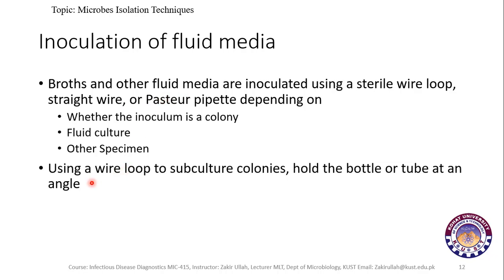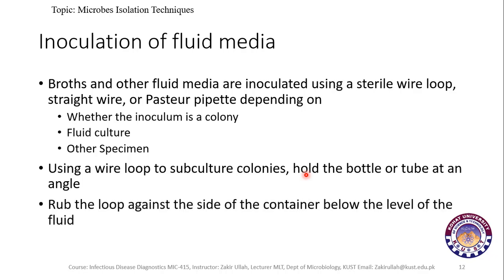Using a wire loop to subculture colonies, hold the bottle or tube at an angle and then rub the loop against the side of the container below the level of the fluid.